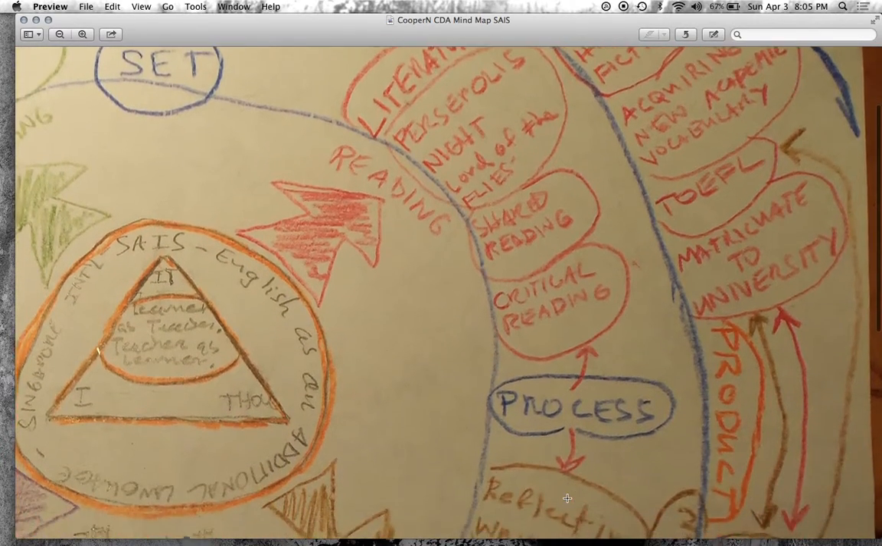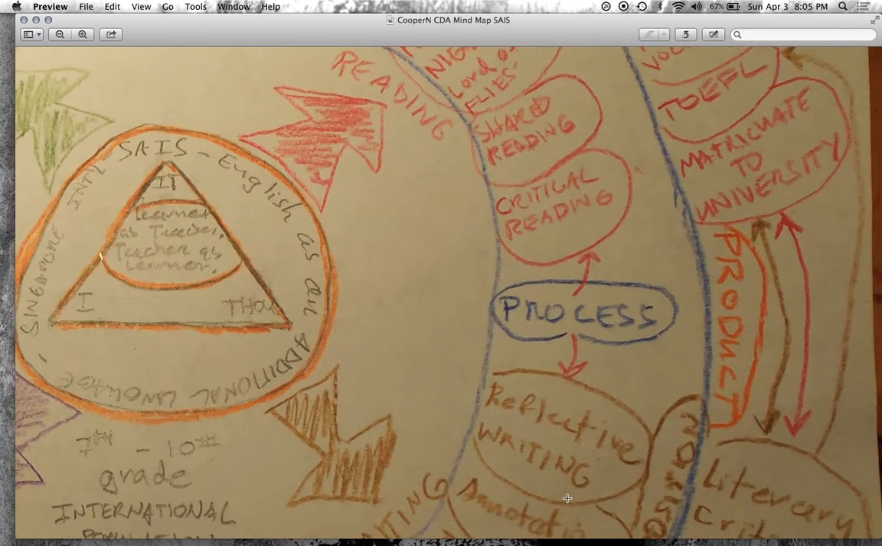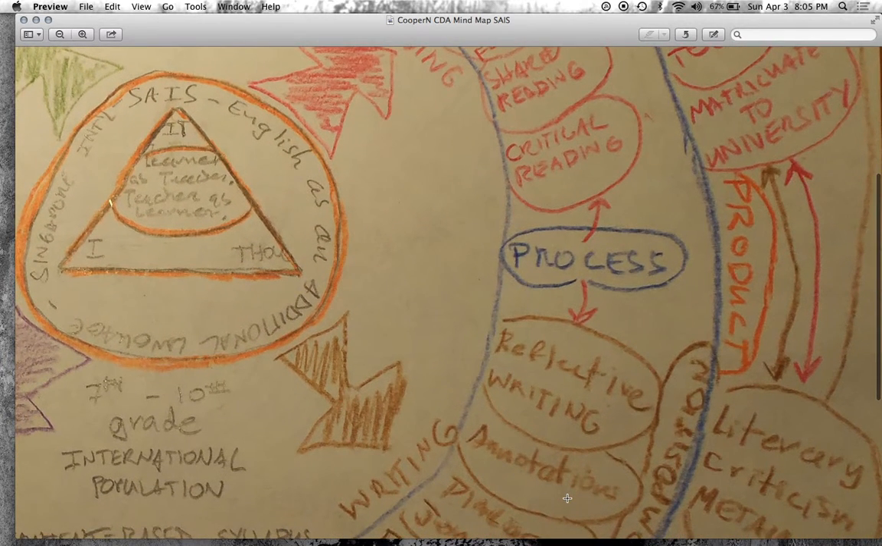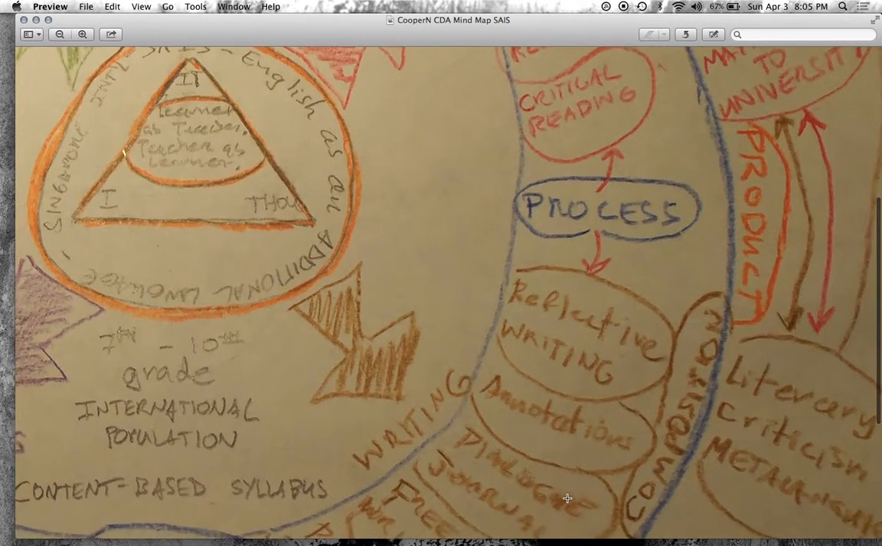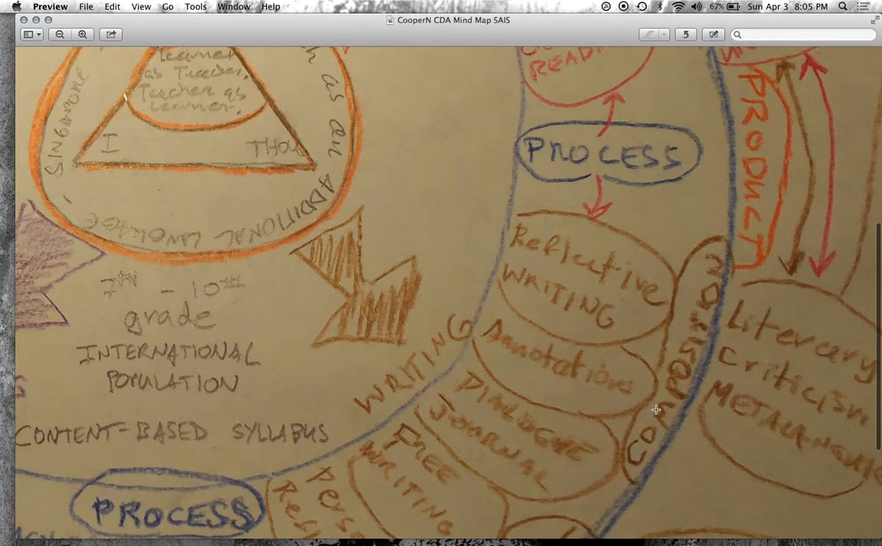There we go. Process. So still in this middle circle, talking about process and set. So here's the composition. I really enjoy reflective writing. I love the students having a discussion with themselves about where they are in regards to reading the literature. Are they hating it? Are they loving it? What are they finding difficult?